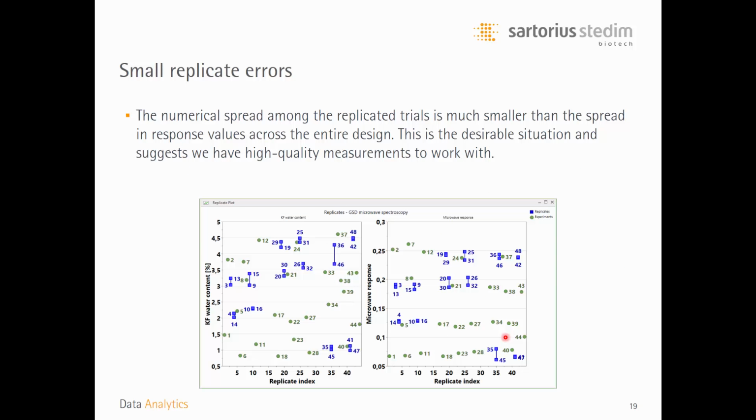Another very, very popular and important and useful plot in the raw data analysis stage is the replicate plot. And the replicate plot shows the numerical spread among the replicated trials in relation to the spread across all experiments in the experimental plan. And in this case, we have very, very good data. The replication errors are much smaller than the variability in the Y data across all experiments. And this is the desirable situation and suggests that we have high quality measurements to work with.